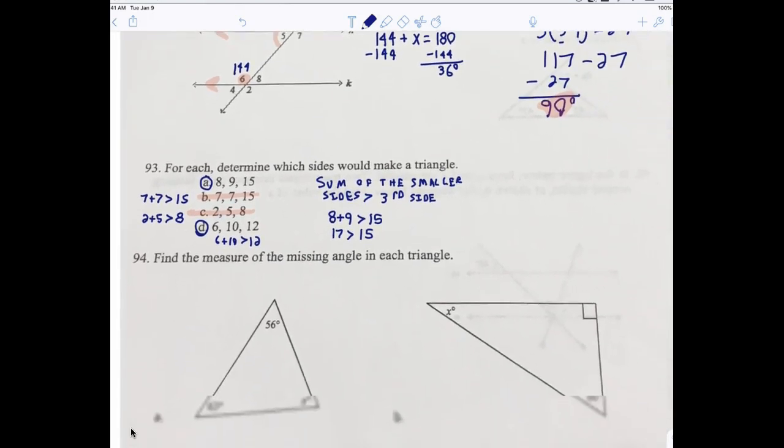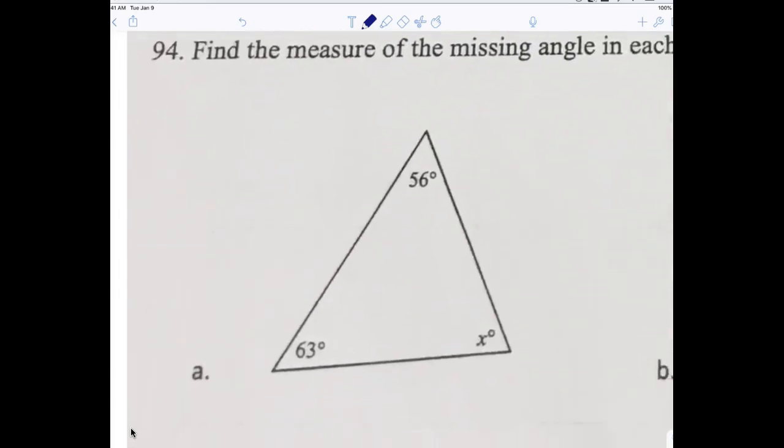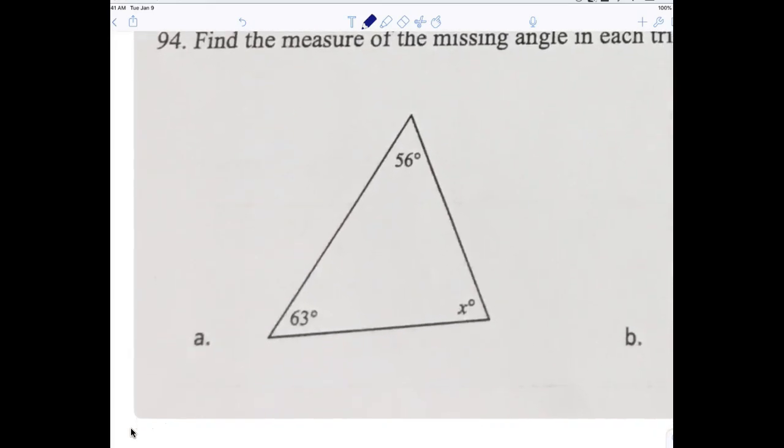Very good. Now how do I find the missing angle here? 63 plus 56 plus x equals 108. Good job, buddy. So now what do I do?